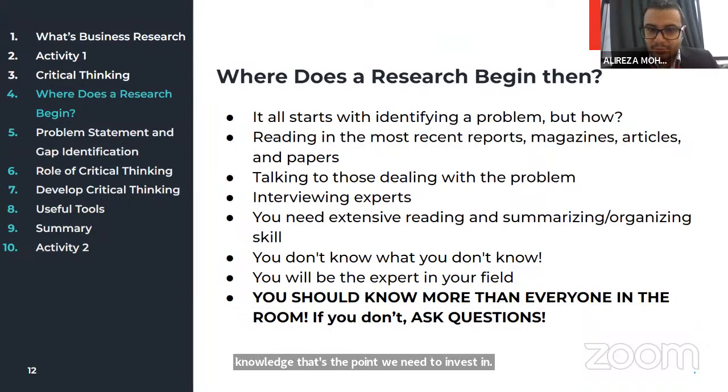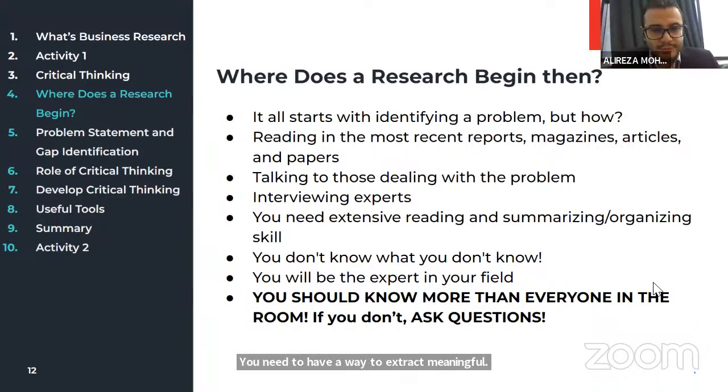How do you identify the problem? At first, by reading the most recent reports, magazines, and papers. You want to see what's a hot topic out there, what research topics are alive and dynamic. Talking to those dealing with that problem, interviewing experts. You need extensive reading and summarizing and organizing skills, because when you have a lot of information, it's easy to get lost. You need a way to extract meaningful information from the data you gather.